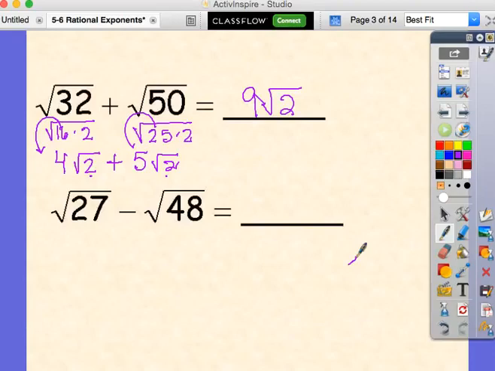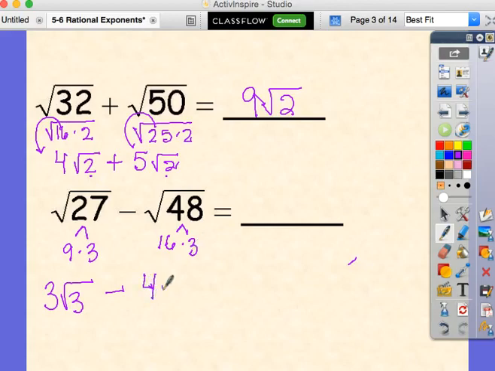All right, the square root of 27. 27 is not a perfect square, so we break it apart into 9 times 3. The 9 comes out of the radical as a 3. The 3 is left inside, minus the square root of 48, which can break apart into 16 times 3, good. You want to pick the largest perfect square. 4 goes into 48, but so does 16. You want to go with the largest one. 16 comes out as a 4, and the 3 is left inside.